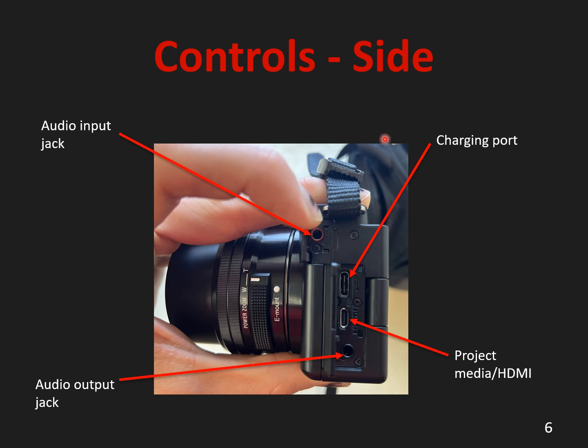Next, the controls on the side. So here we have our audio input jack up here, our charging port down here. This is a smaller media attachment port. Here you can project your media to a bigger screen. And then here is your audio output jack. So if you had headphones with an aux cord, you could plug it in here and then pick up audio as you're filming.